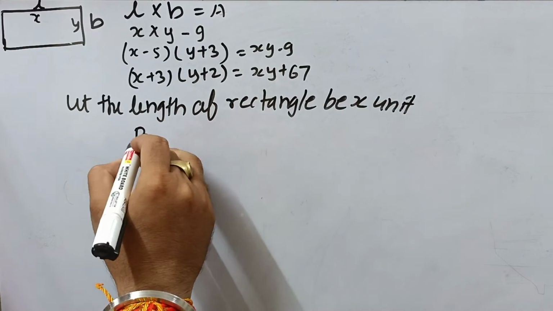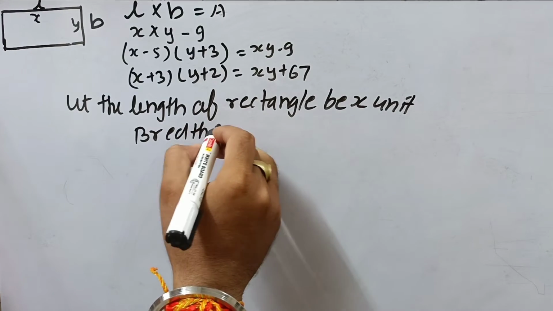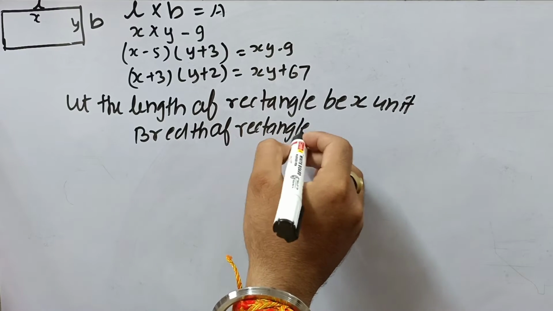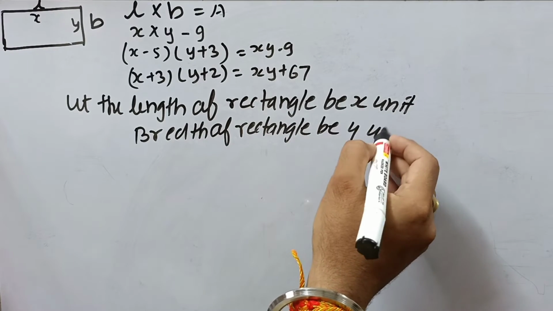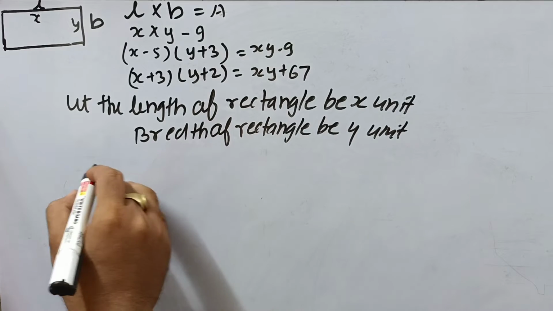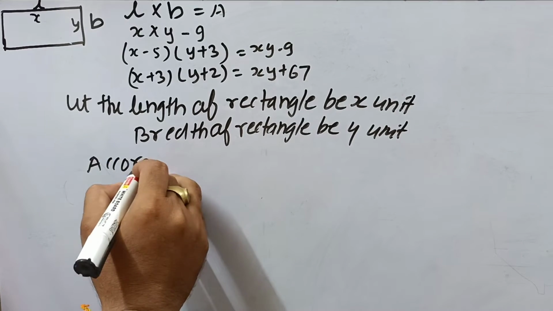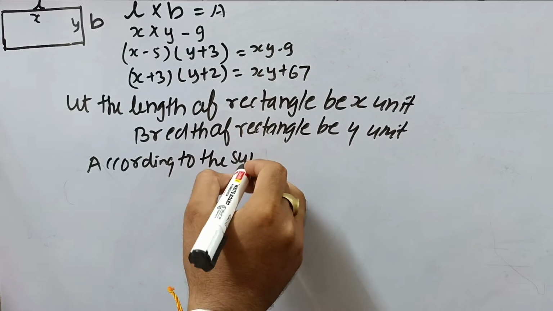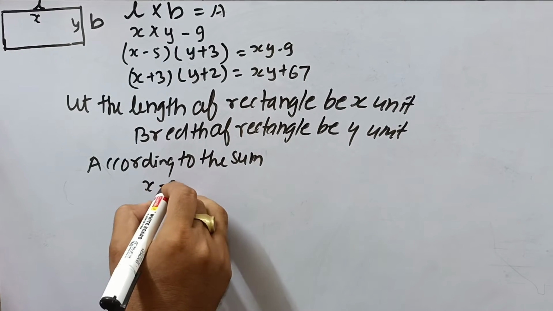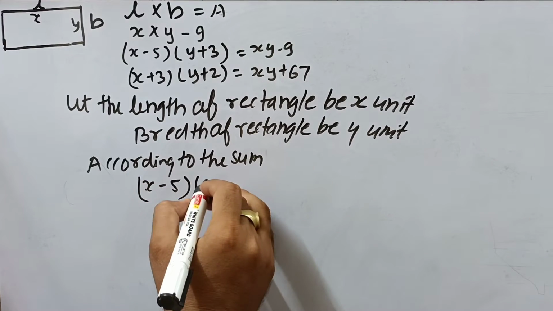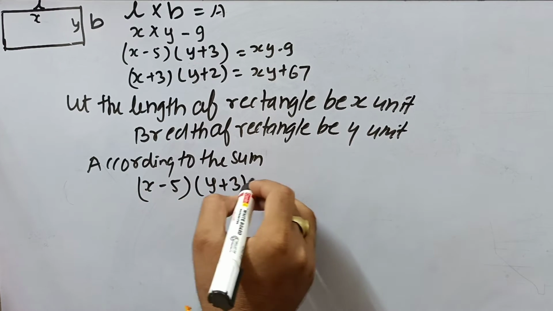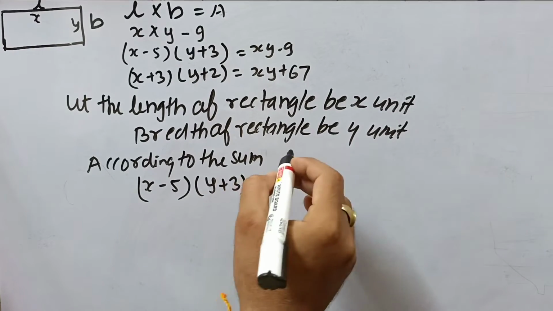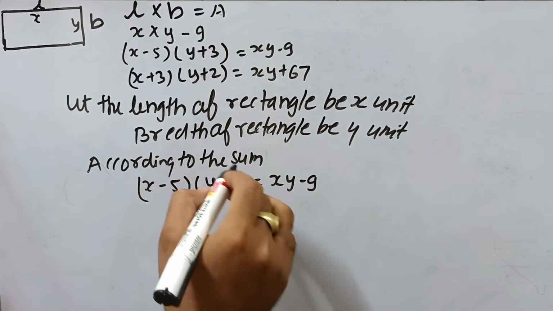And the breadth of the rectangle be y unit. Then according to the condition, according to the sum, if length is decreased by 5, so x minus 5, breadth is increased by 3, y plus 3, then it becomes xy minus 9. This is according to condition 1. Okay.